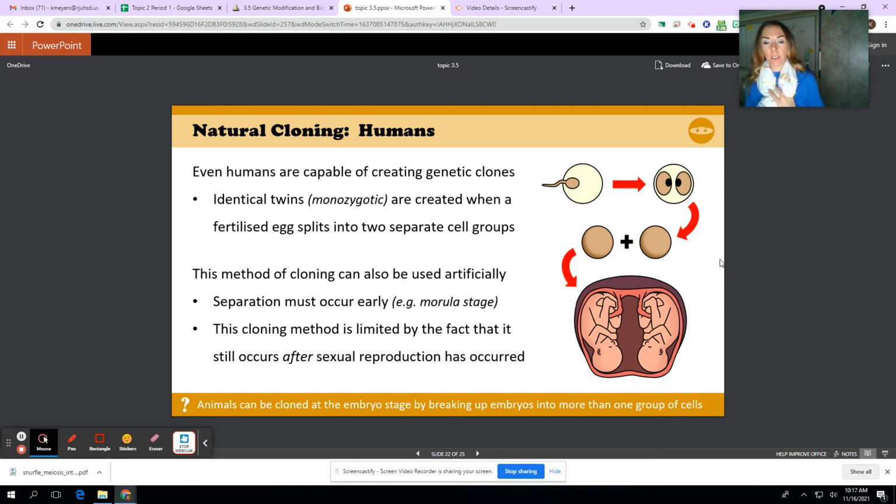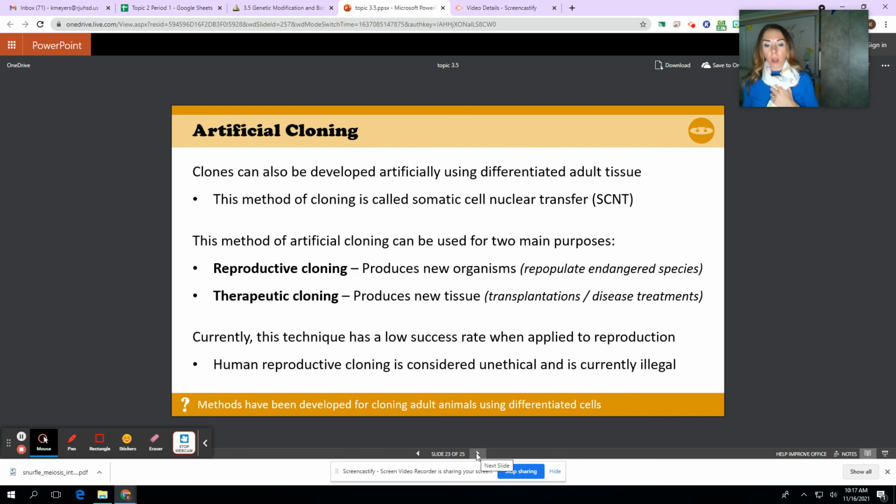And this cloning method is limited by the fact that it still occurs after sexual reproduction has occurred, right? So it has to happen really early after the sperm meets the egg, and it's very hard to catch it in that state, in the morula stage, before it has started to reproduce into two cells. And so this can be done artificially, but it's limited. Okay. All right. Now let's talk about artificial cloning, and we'll be done.